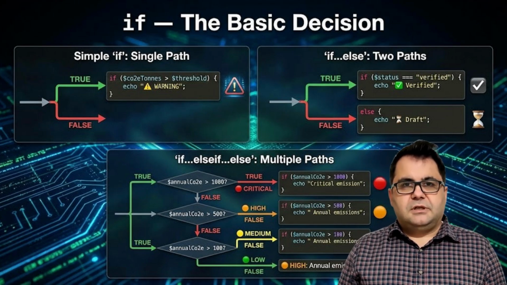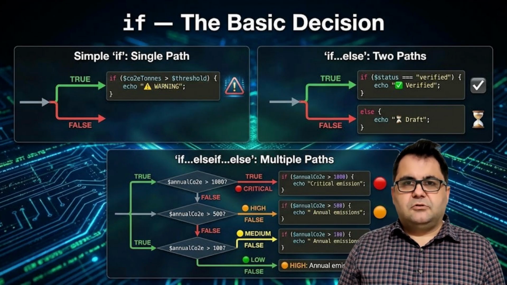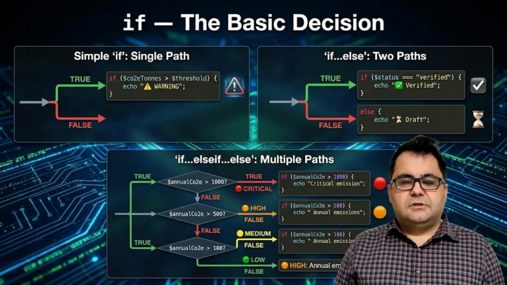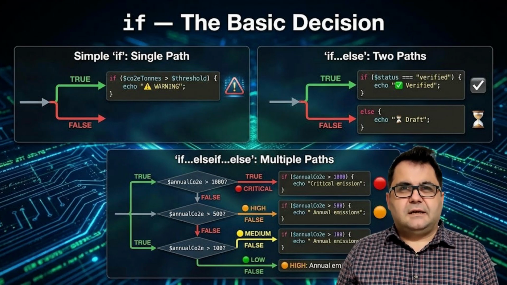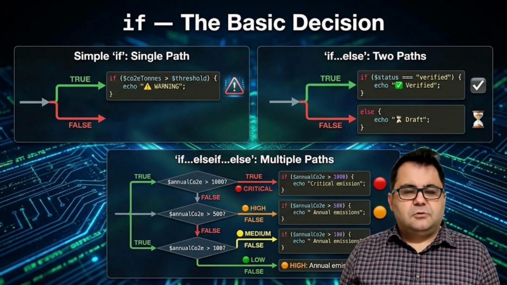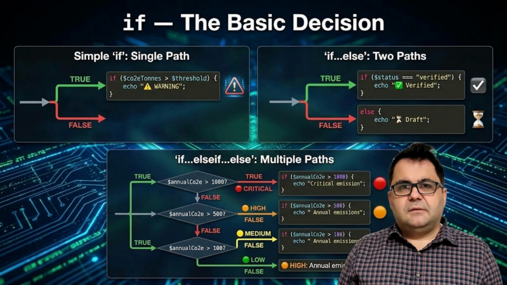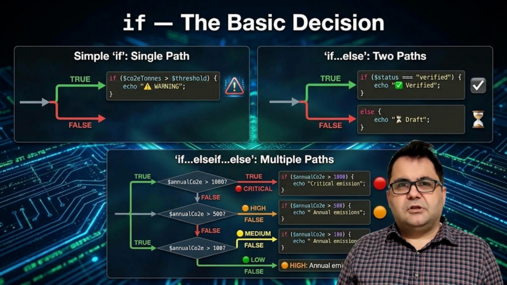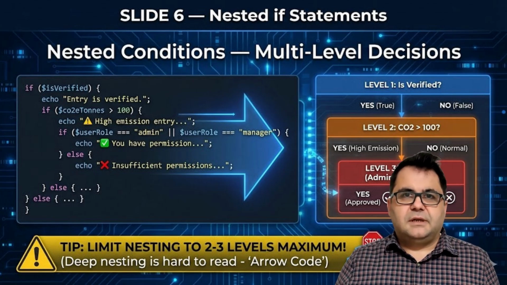The emission severity classifier is a perfect example. We check from highest to lowest threshold. An 850-ton emitter hits the second condition and gets classified as high. The order matters. If we checked 100 first, everything above 100 would be classified as medium, and we'd never reach the higher thresholds.